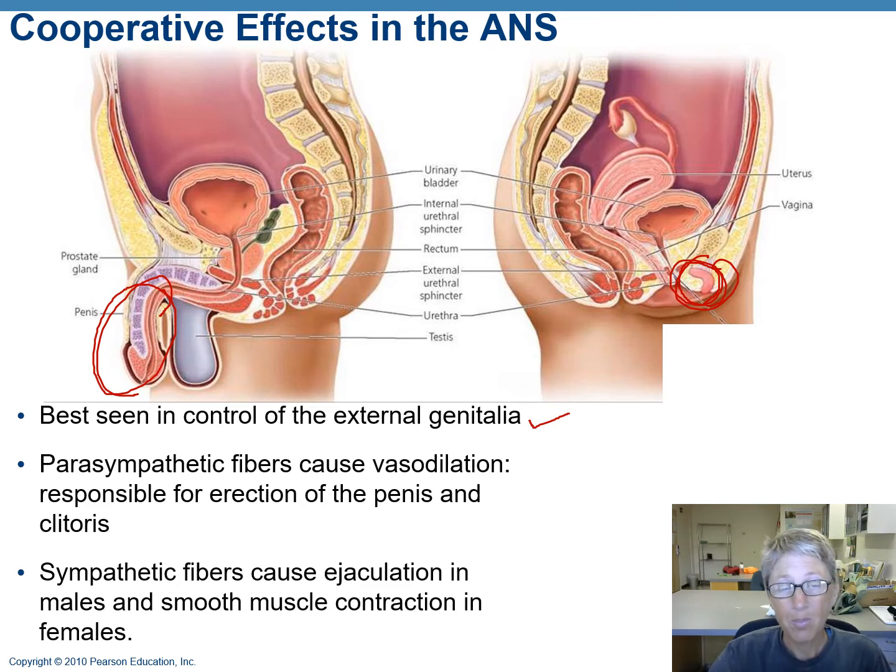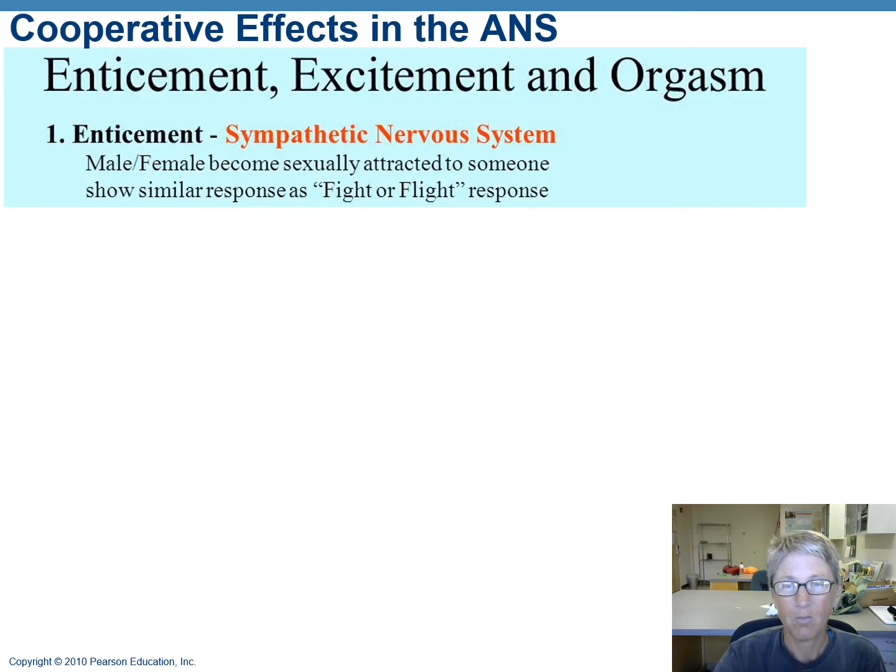And then sympathetic fibers cause ejaculation of the sperm in males, and also smooth muscle contraction in the females to allow the sperm to move from the vagina into the uterus and then the fallopian tubes, looking for an egg, of course.